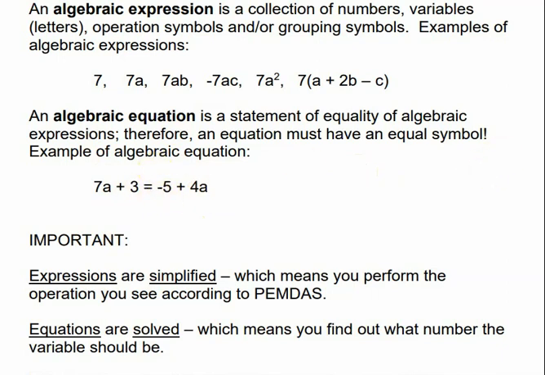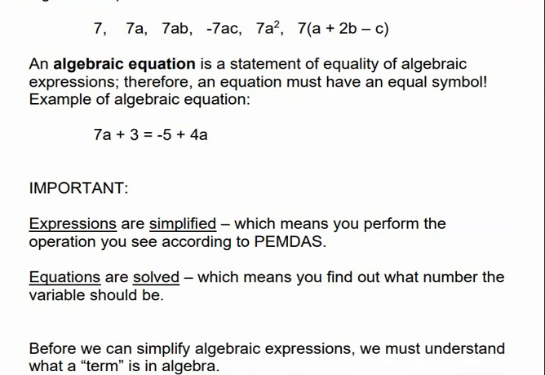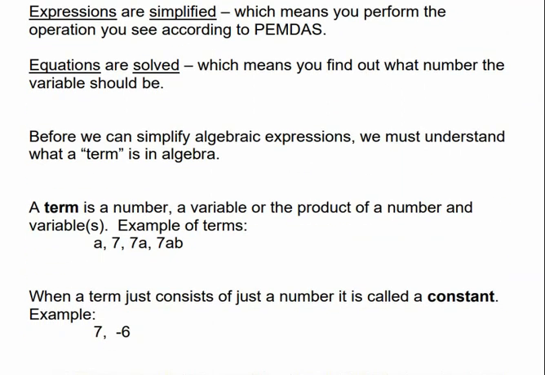So expressions are simplified, which means you perform the operations you see according to order of operations, or PEMDAS. Equations are solved, which means you find out what number the variable should be. We are going to be dealing with algebraic expressions in this chapter. In chapter 9, we will start with equations. So all we're going to be doing is simplifying the algebraic expressions.